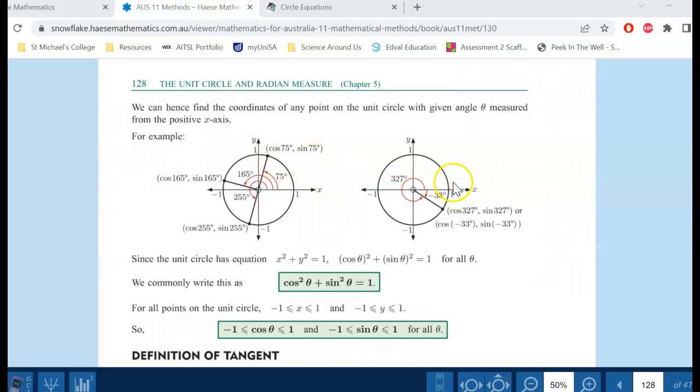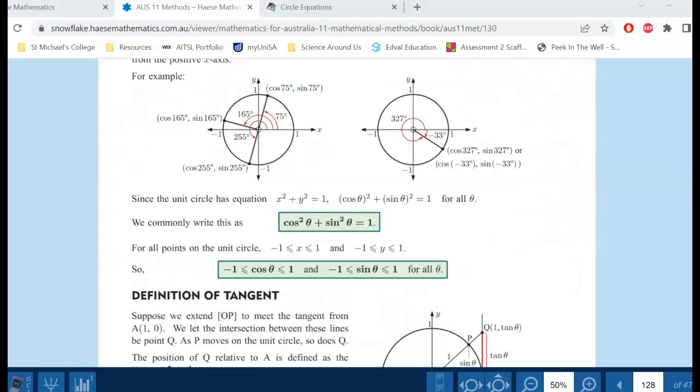So we could also do it with some negative angles as shown here. We could consider the positive angle being 327. At that point, the x coordinate would be cos of 327 and the y coordinate would be sine of 327. Or alternatively, we could use the negative angle and just do cos of negative 33 or sine of negative 33.